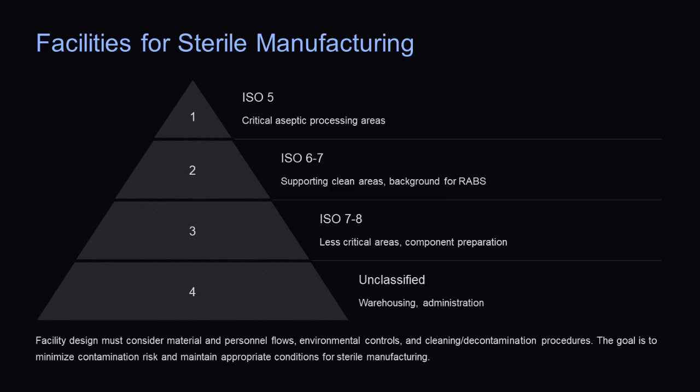Facility design must consider material and personnel flows, environmental controls, and cleaning and decontamination procedures. Critical aseptic processing areas are classified as ISO 5, supporting clean areas as ISO 6-7, and less critical areas as ISO 7-8. Unclassified areas include warehousing and administration. The goal is to minimize contamination risk and maintain appropriate conditions for sterile manufacturing.